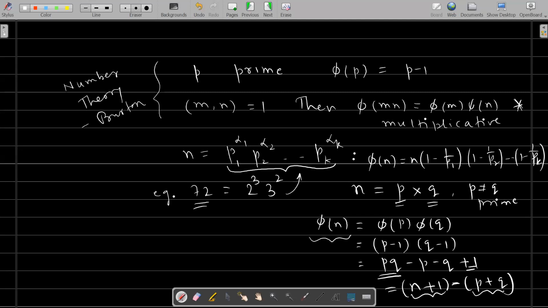Sir, I did not get the last step, like n plus 1 minus p plus q. What did we exactly do? I have simplified just this. So pq is n, and I have combined these two terms together. Oh, sorry, got it.